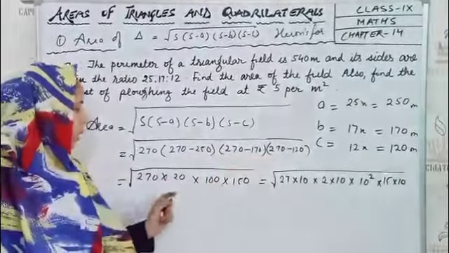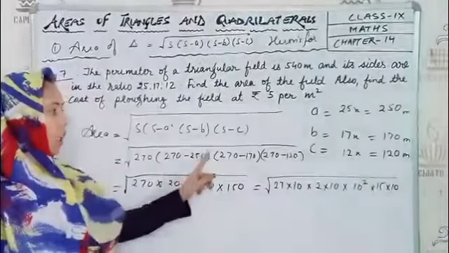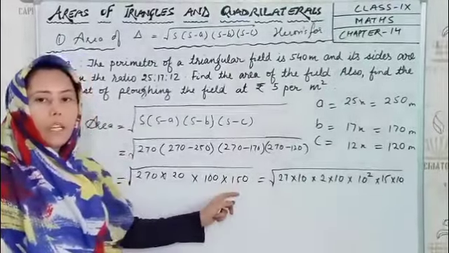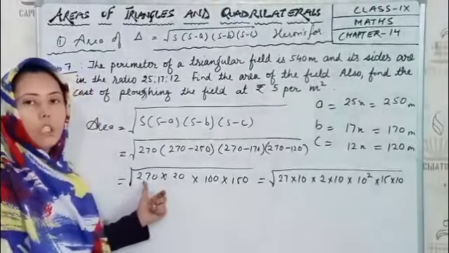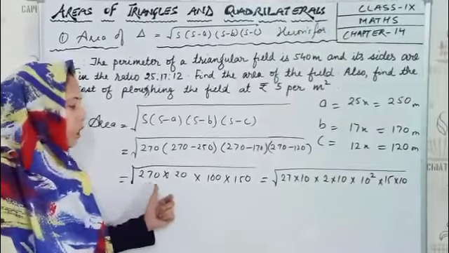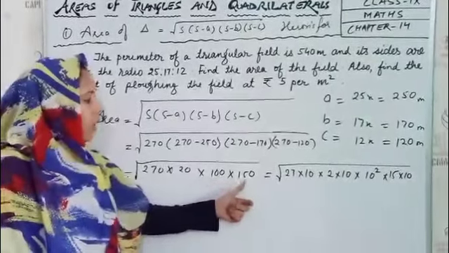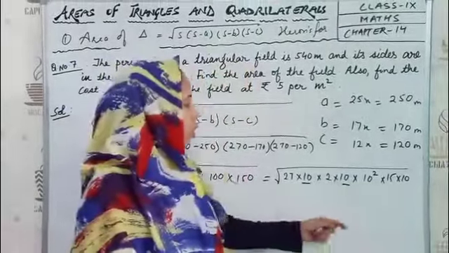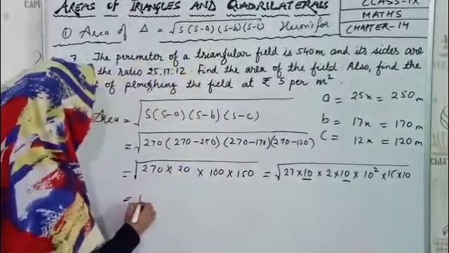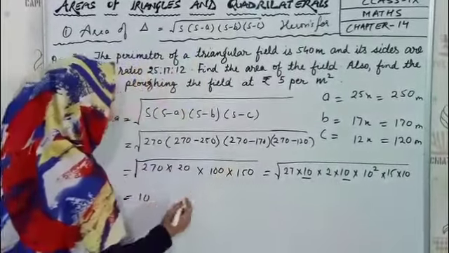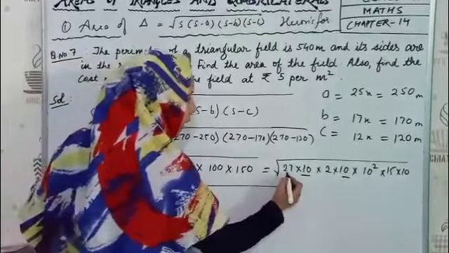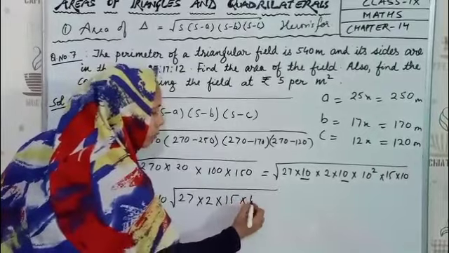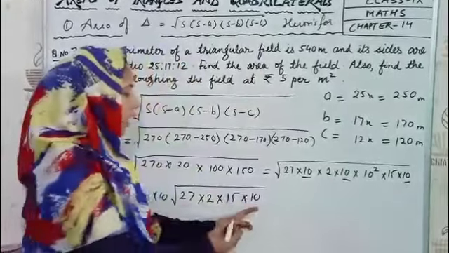When you subtract them, you will get 270 into 20. There is no sign here either, that means multiplication: 100 multiplied by 150. Now we will break them into their factors. 270 means 2 into 27 multiplied by 10, 2 into 10, 10 square and 15 into 10. Square and square root cancel as we know. So 10 square, so one 10 will come out. Then again two 10s are here, so again one 10 will come out. Under root only 27 is left. 2 into 5 and one more 10. 10 is left in the root.